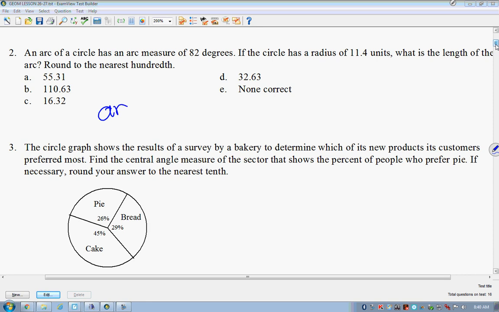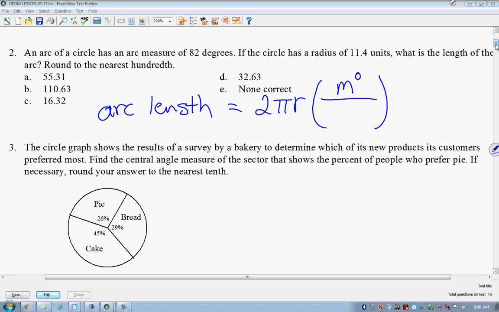Okay, so arc measure equals, and because arc measure is based upon the distance around that circle, except it's not the whole distance around the circle, it's just part of the distance. Okay, arc length, sorry, let's do this, arc length. They're asking for the length. Arc length is 2 pi r times the measure in degrees over 360 degrees.